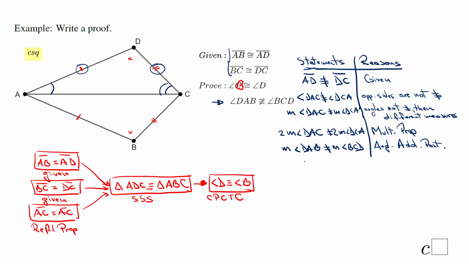So now we really prove that angle DAB is not congruent with angle BCD. And that is different measures, then angles are not congruent. So the converse.